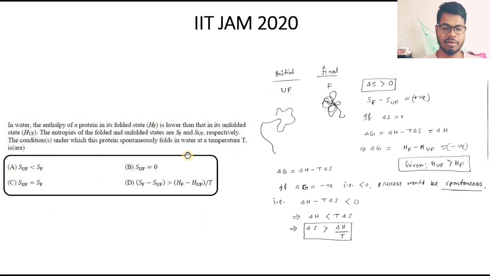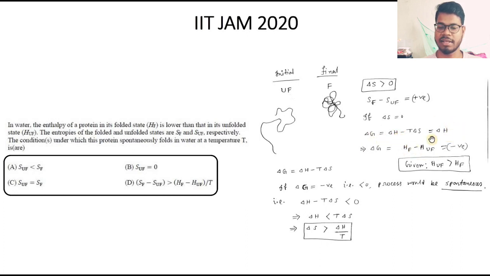All 4 options will be correct according to the IIT JAM website, because I can explain this. Suppose the initial state was unfolded and the final state was folded, U to F. The picture is like this. For a spontaneous process, delta S should be greater than 0, that means delta S should be positive, that is, the final state minus the initial state will be positive. If delta S equals 0, then what will happen? Then delta G equals delta H minus T delta S, that will be delta H, and they have told you that the unfolded state will have much more enthalpy than the folded state.